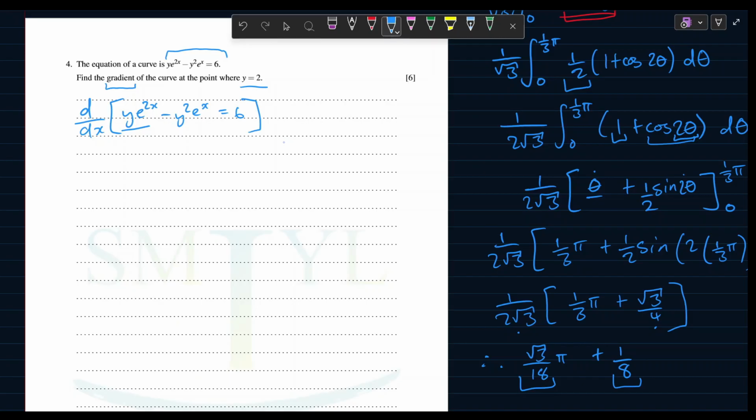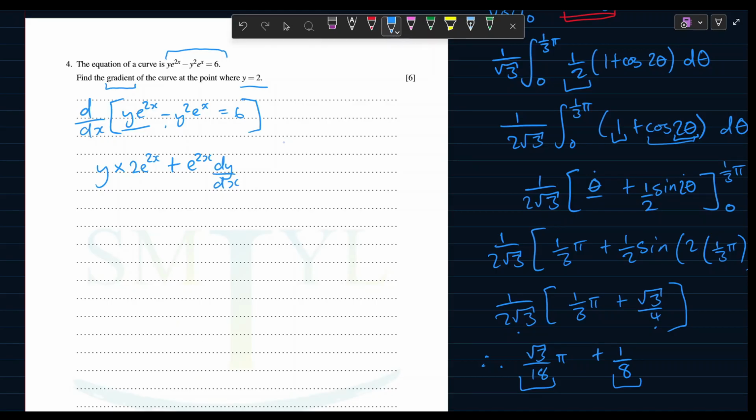And a neat way to think of the product rule is that you just hold the first function, so hold y, then differentiate e to the 2x. So that's going to be 2e to the 2x. Then now you're going to hold the second function, e to the 2x, and then differentiate the first function. So differentiate y. You differentiate y, you get dy dx.